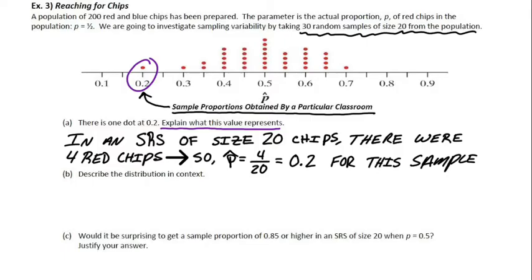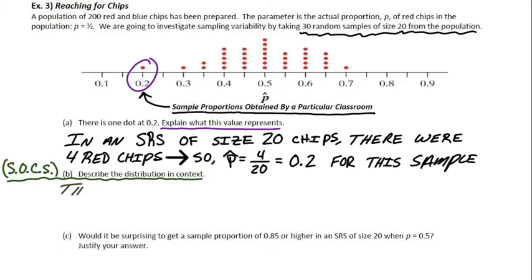And then part B says, describe the distribution in context. And that's a question straight from chapter 1. So if you can think about a dot plot, chapter 1, we had an acronym for it, right? That acronym was SOCS. So we need to mention something about the shape, the outliers, the center, and the spread. And we can do this in one sentence. Let's just make sure to use context.